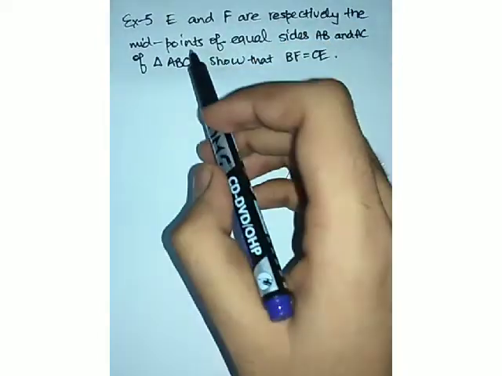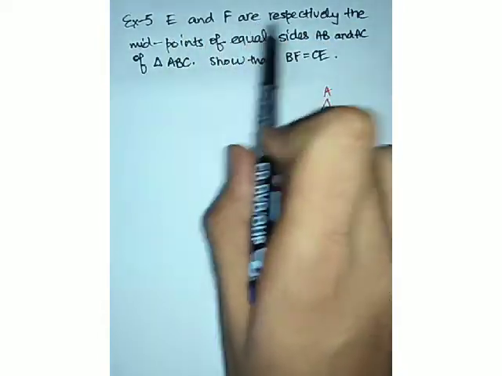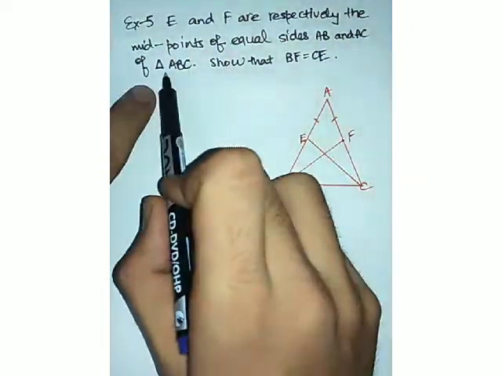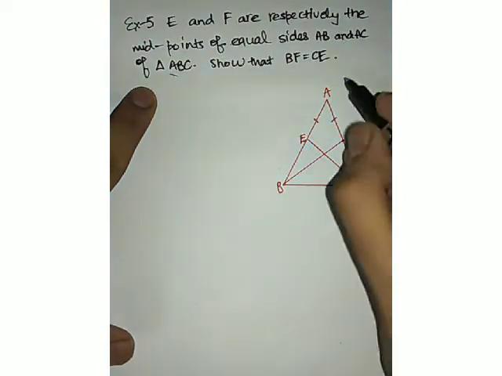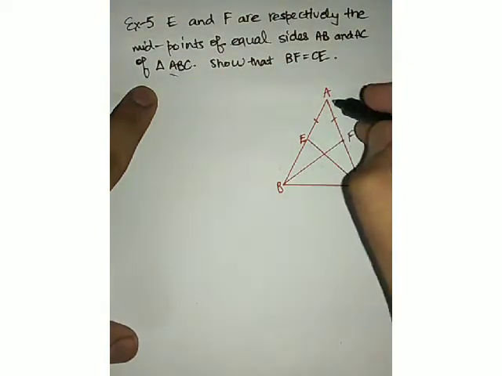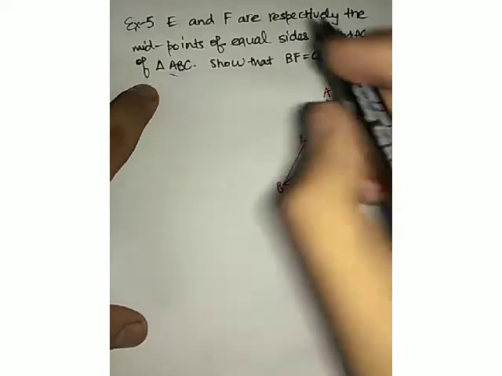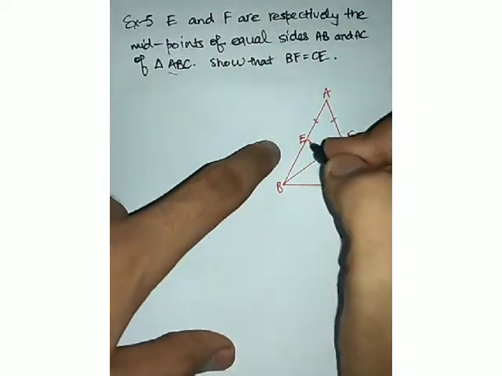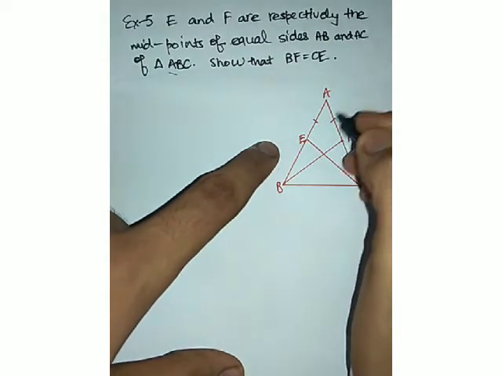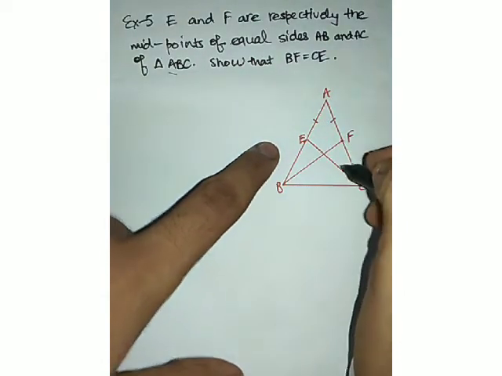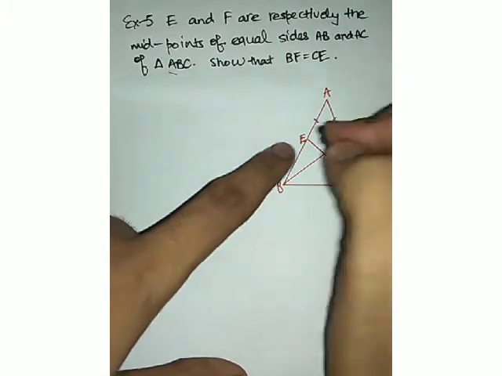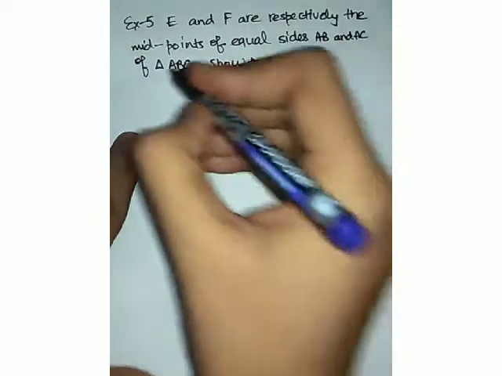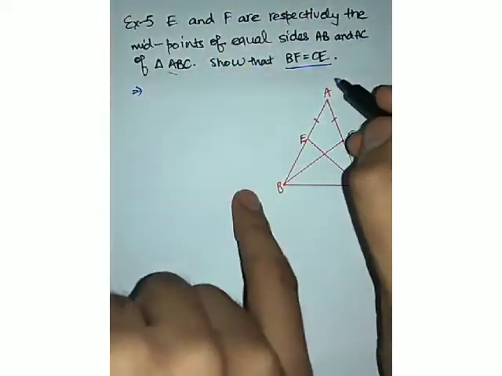Let's read the next statement. E and F are respectively the midpoints of equal sides AB and AC of triangle ABC. Triangle ABC is given. AB and AC are two equal sides. E and F are midpoints of the equal sides. It means AE and EB are equal to each other, AF and FC are equal to each other, because these are halves. We have to show that BF is equal to CE.